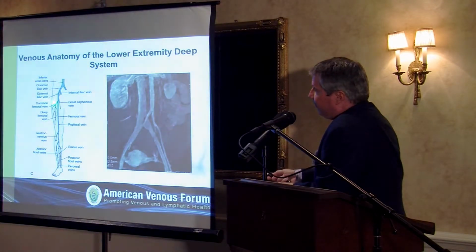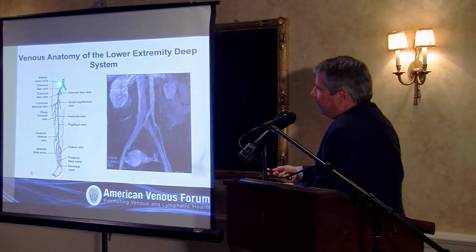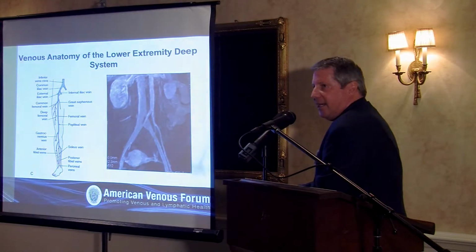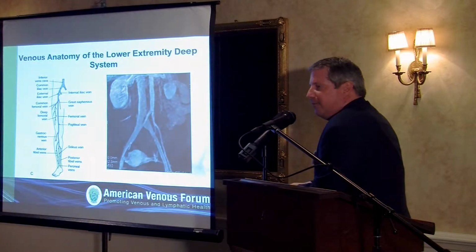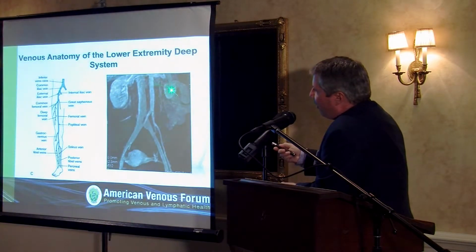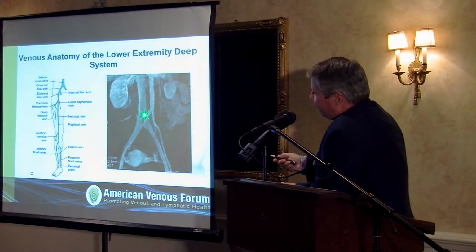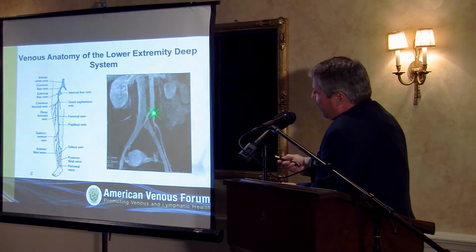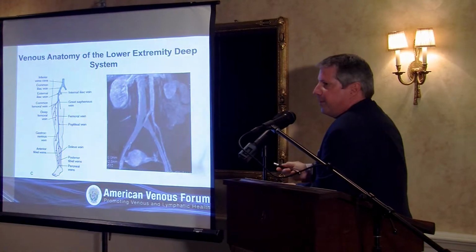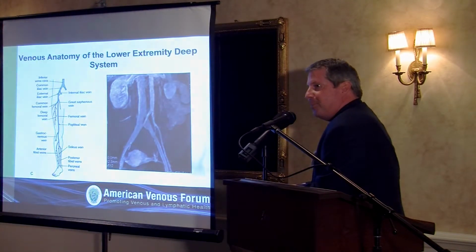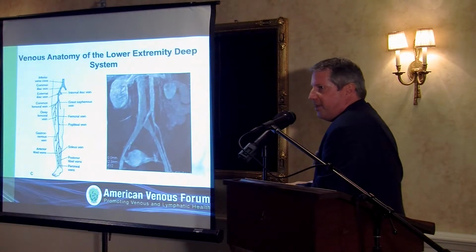That joins the deep femoral vein to form the common femoral vein, then the external iliac at the groin, and then the common iliac and the inferior vena cava. And this is an MRI showing the venous system. And here's the aorta with the right common iliac crossing over the left common iliac vein, and that can sometimes compress it to cause what's called May-Thurner syndrome.